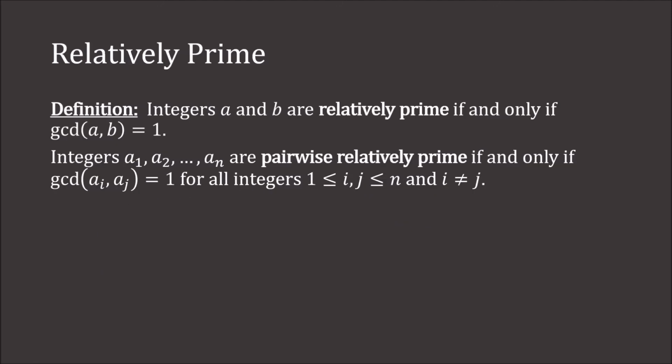Now we say that two integers a and b are relatively prime if and only if their GCD is 1. And we say that integers a1 through an are pairwise relatively prime if and only if the GCD between any two distinct integers, so between any two of these integers, is equal to 1.